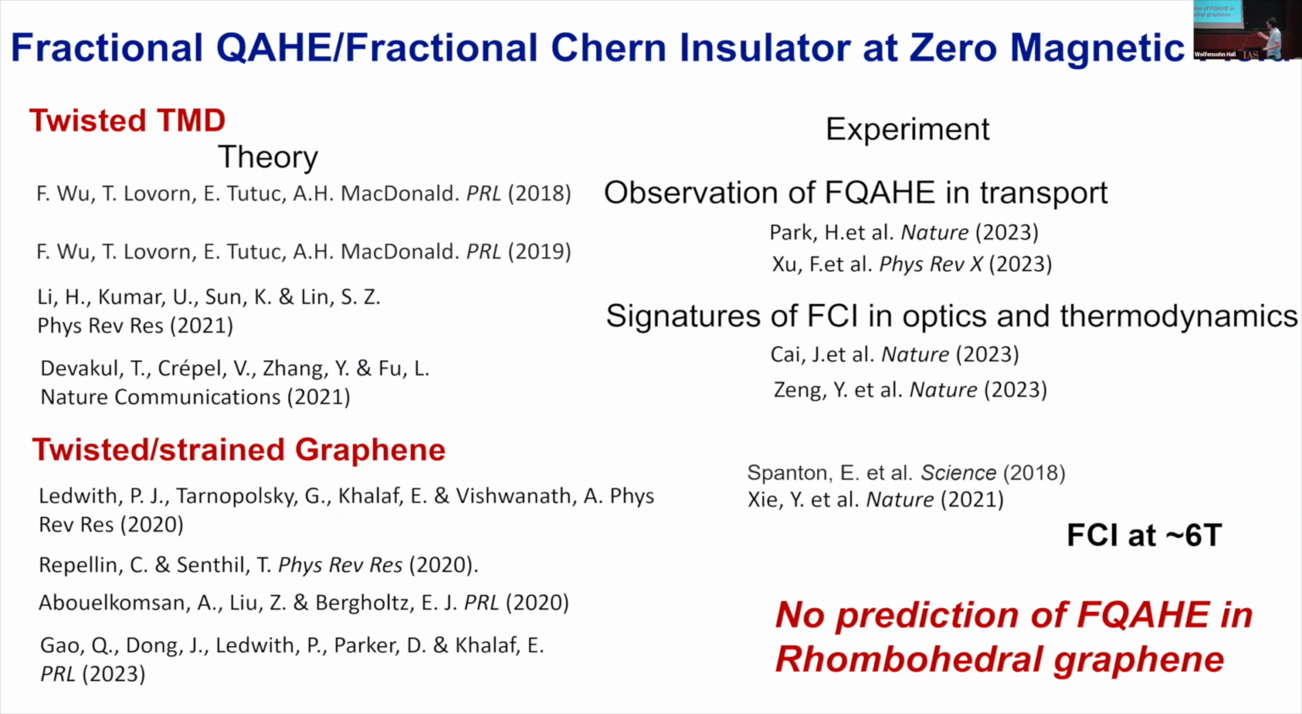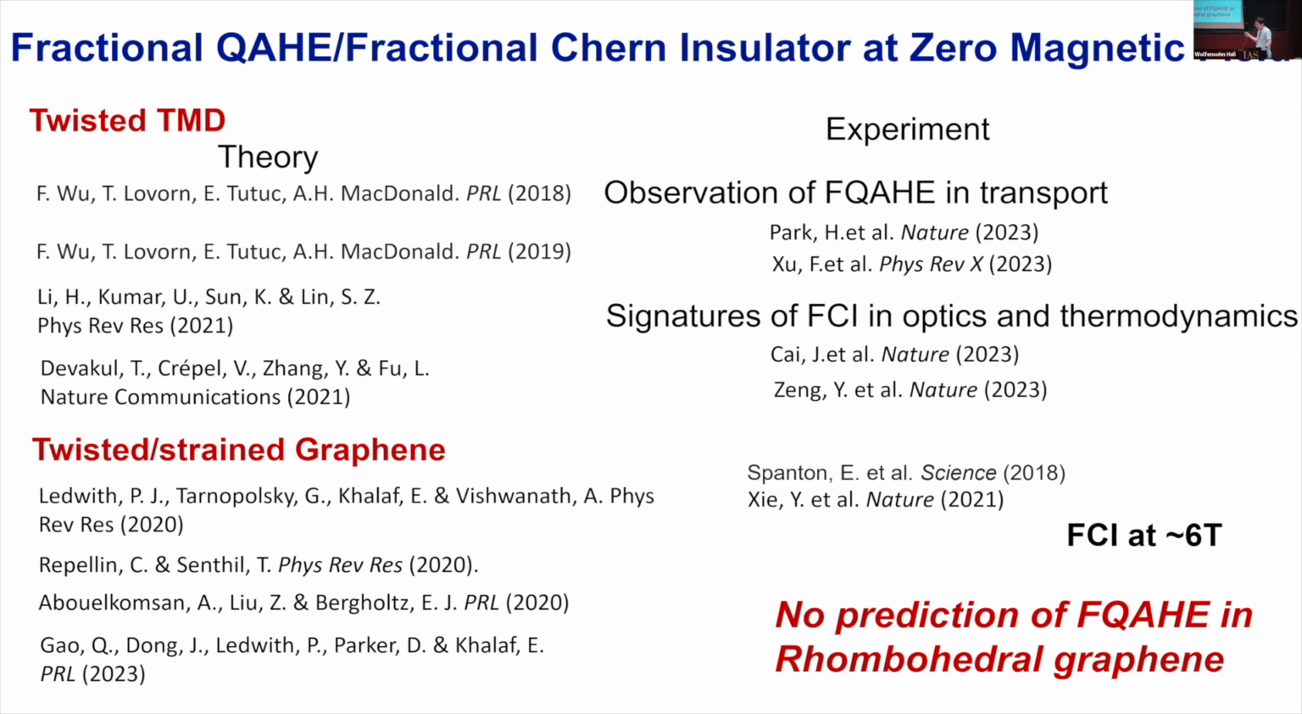And now I want to talk about something that doesn't make sense. Although I told you in the rhombohedral system, you introduce Moiré, you have a chance to get some flat band that mimics the Landau level, so you get fractions. But in reality, it doesn't really work that way.